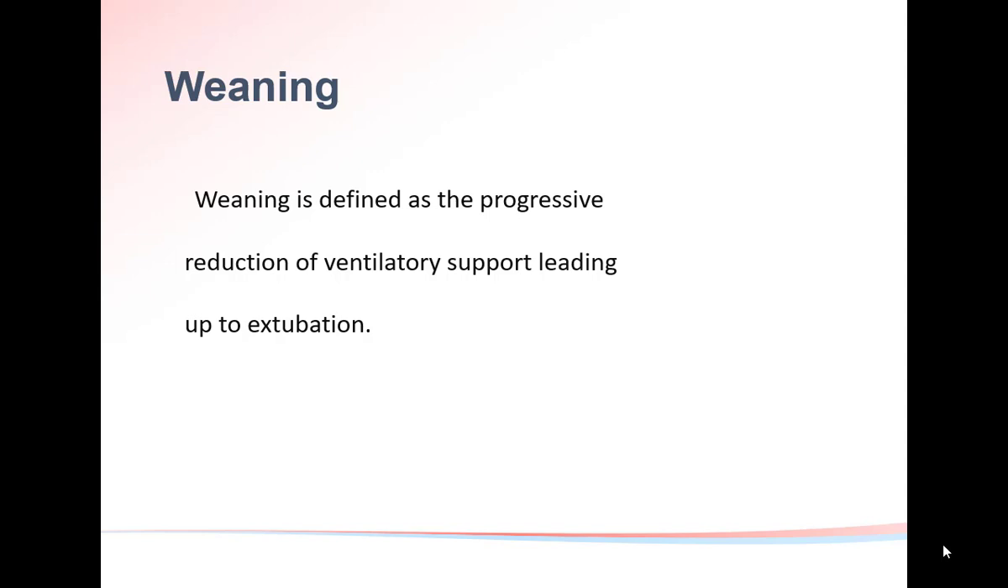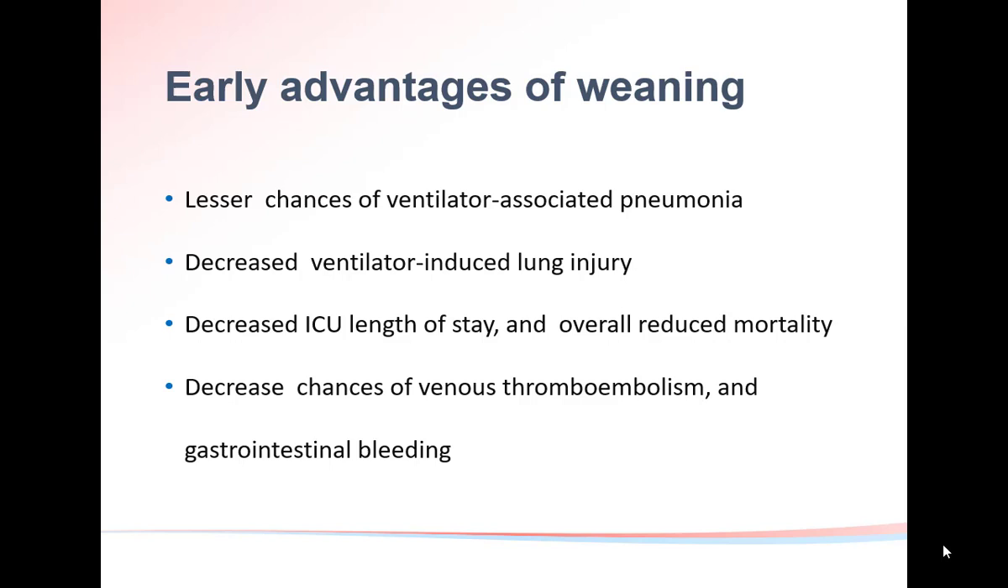So what's weaning? Weaning is a progressive, gradual reduction of ventilatory support leading up to extubation. That is weaning from ventilator. The advantage of weaning is, of course, there are lesser chances of ventilator-associated pneumonia, decreased ventilator-associated lung injury, decreased ICU length of stay, decreased chances of venous thromboembolism and GIT bleed, because mechanical ventilator is a very important risk factor for GI bleed.